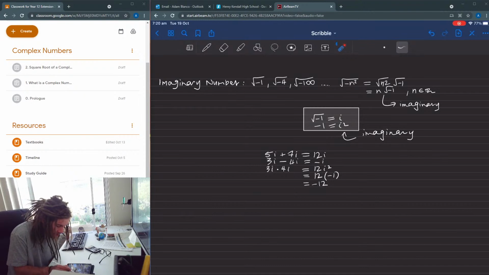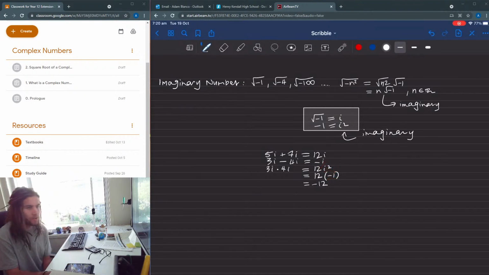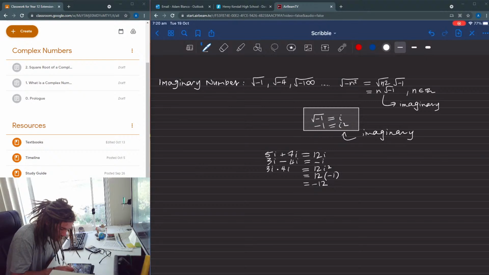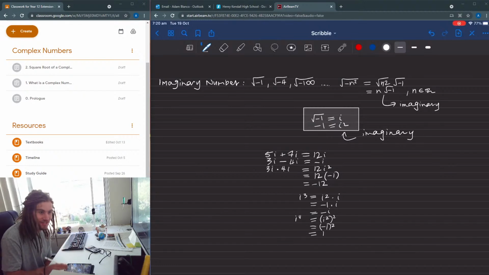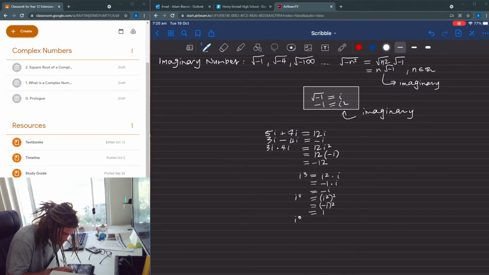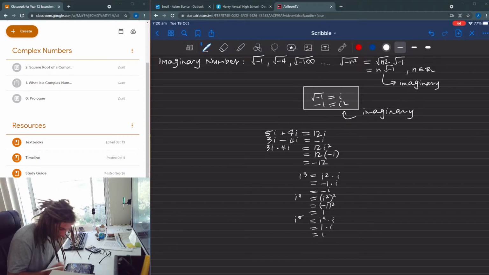Now that I've simplified this i squared, why don't I go a step further and ask, what's i cubed? Well, that's i squared times i. i squared was minus 1, so that's just minus i. What about i to the power of 4? That's i squared squared, so minus 1 squared is 1. See how we can start looking at this? i to the power of 5 is i to the power of 4 times i. i to the power of 4 we just saw was 1, times i, so that's i.